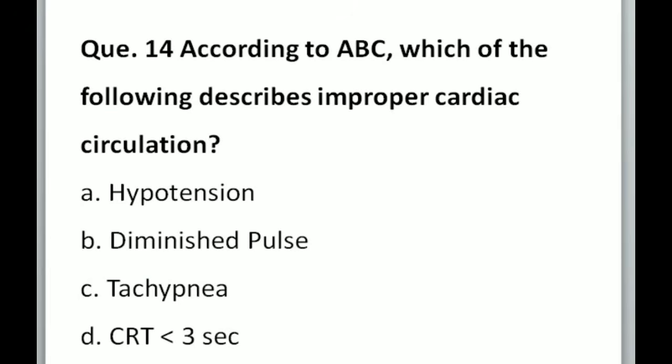Q14. According to ABC, which of the following describes improper cardiac circulation? A. Hypertension. B. Diminished pulse. C. Tachypnea. D. CRT less than 3 seconds. Correct option is B. Diminished pulse.